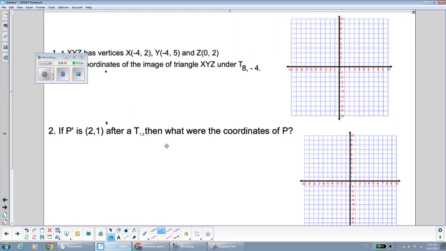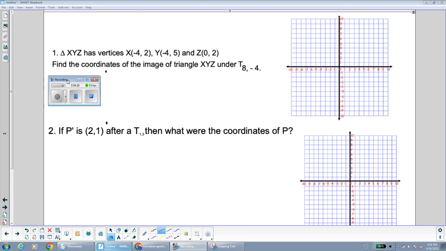Let me make this a little bit bigger here. Let me move this so you can see it. Let me take a second and graph what it's asking us to look at.